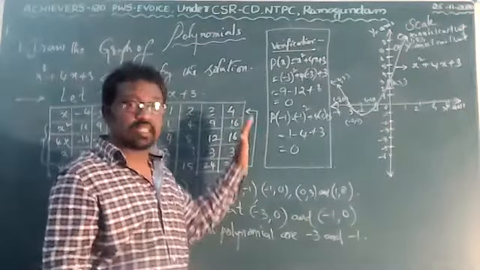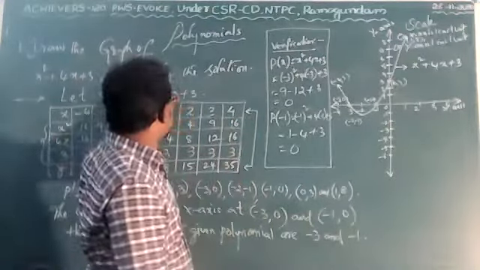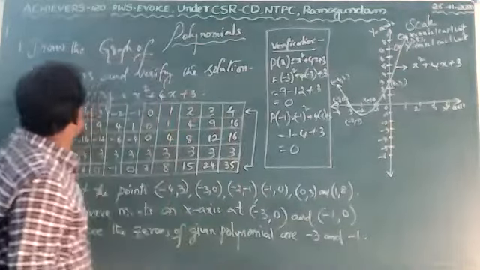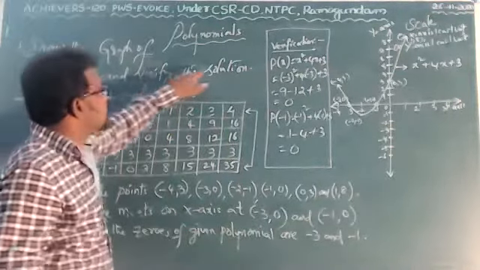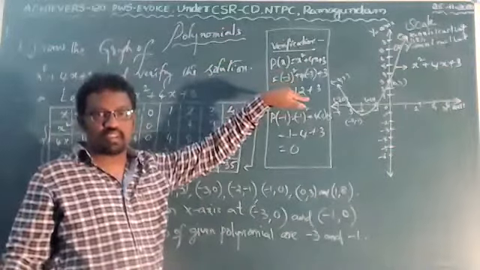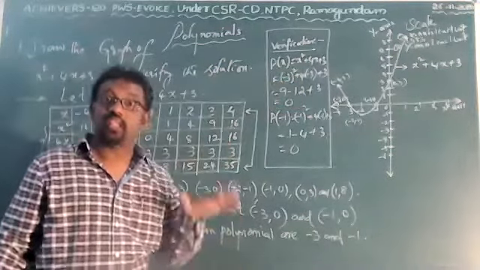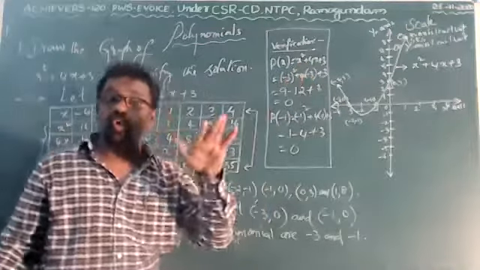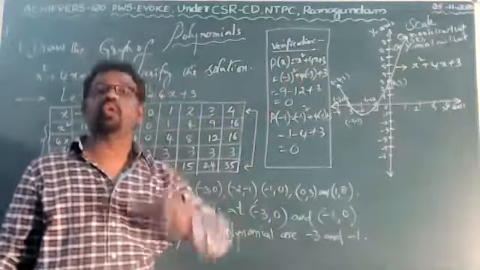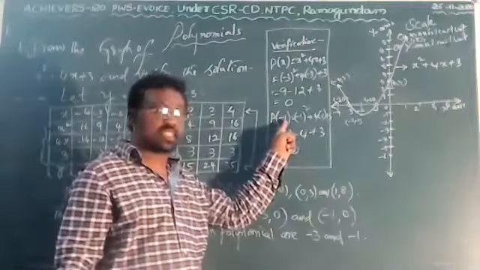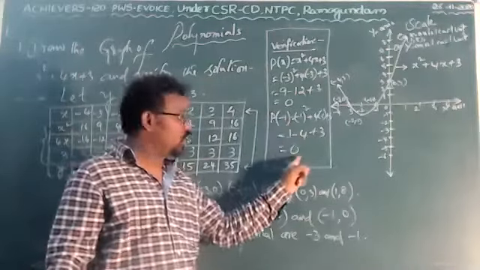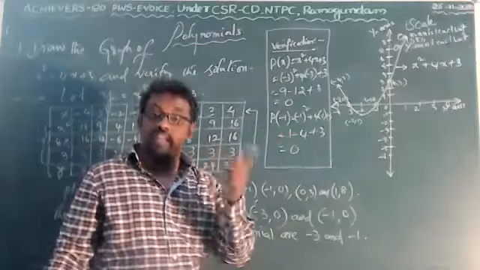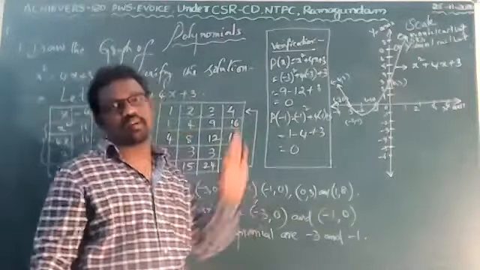Okay, children, this is the RHS part, and verify. Sometimes they will ask for verification, where you have to verify the solution. That means you substitute the x values you got in the polynomial. If the result is 0, then minus 3 is the zero of the polynomial. If you replace minus 1 here and you get 0, that means minus 1 is the zero of the given polynomial.